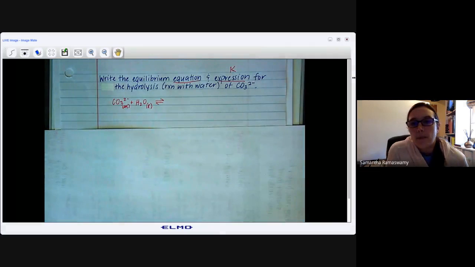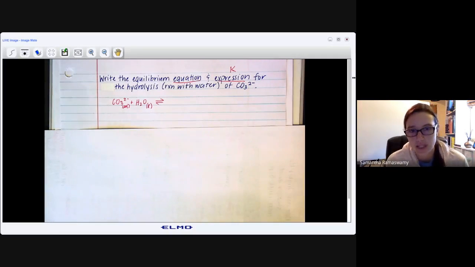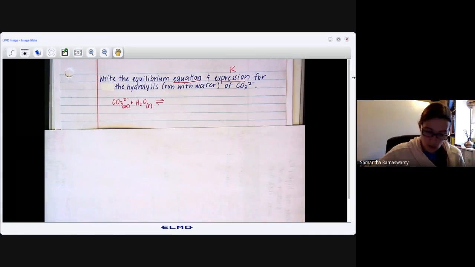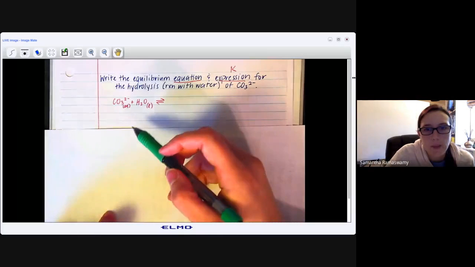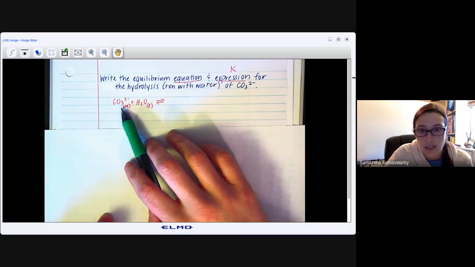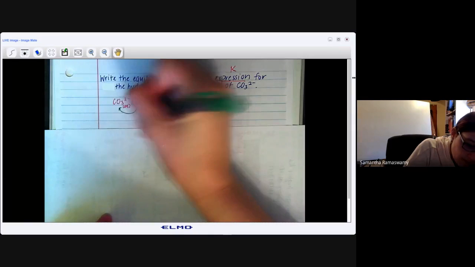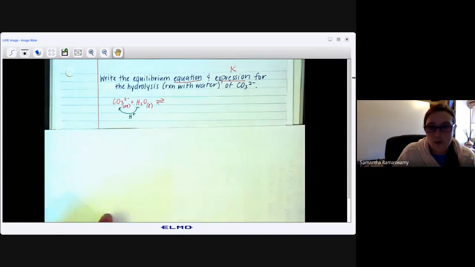Now we have to figure out what is acting as the acid and what is acting as the base. Because it's at equilibrium, it's going to be an acid-base reaction. Hydrolysis is a type of acid-base reaction. So we have CO3 2- and H2O. If it's an acid-base reaction, a proton needs to be donated. CO3 2- doesn't have a proton to donate. There's no H in CO3 2-. So that means H2O must donate the proton.